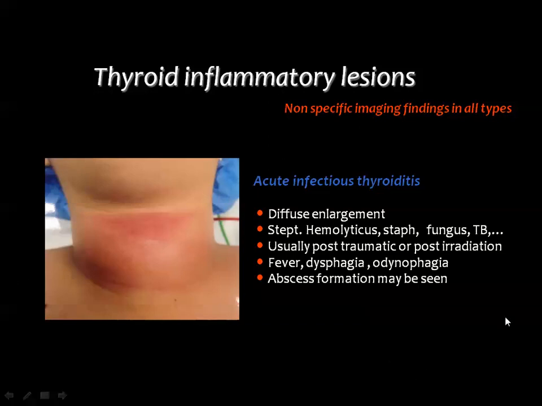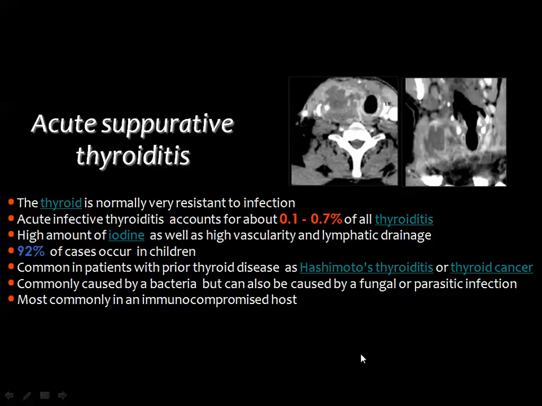gland. The organisms include the strep and staph, the fungus, the TB. Sometimes there is a history of trauma or irradiation. There may be fever and dysphagia, and also you may palpate an abscess in the region of the thyroid gland.